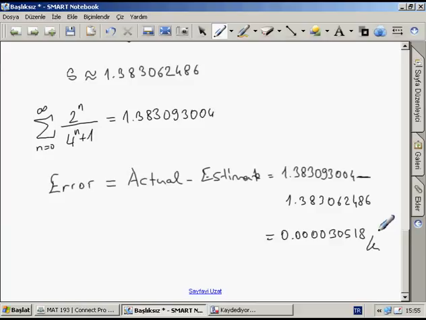Now, estimation of a series will be like that, my friends, and I think this will be enough.